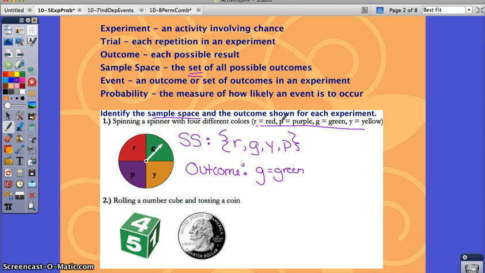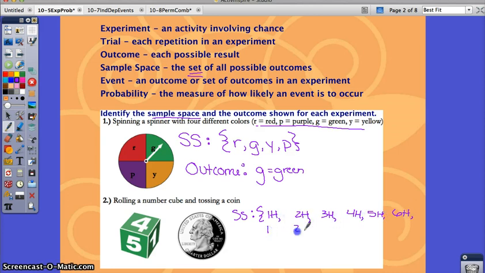For number 2 in your experiment, you're going to be rolling a number cube and also tossing a coin. So what is your sample space when you're doing both of these? Well, on the die, we know that we can get 1, 2, 3, 4, 5, or 6. But we're also going to flip a coin with that. So we can get 1 with the heads, 2 with the heads, 3 with the heads, 4 with the heads, 5 with the heads, or 6 with the heads. But those aren't the only outcomes. What am I forgetting?